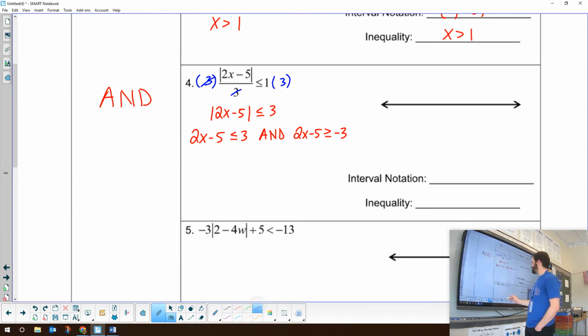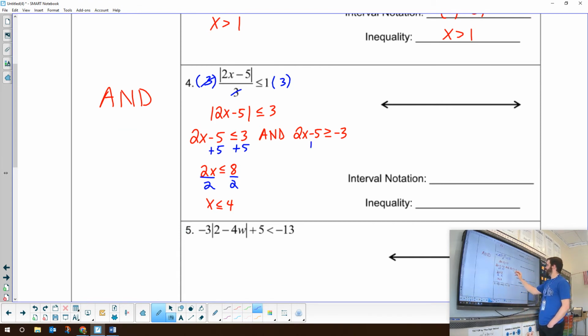Okay? And now I can just solve this. I can add 5 to both sides, and we're going to get 2x is less than or equal to 8. And then I can divide both sides by 2, and we're going to get x is less than or equal to 4. Okay? Then over here, I'm going to add 5 to both sides, and we're going to get 2x is greater than or equal to 2. Then I can divide both sides by 2, and we're going to get x is greater than or equal to 1. Now, those are my two answers.